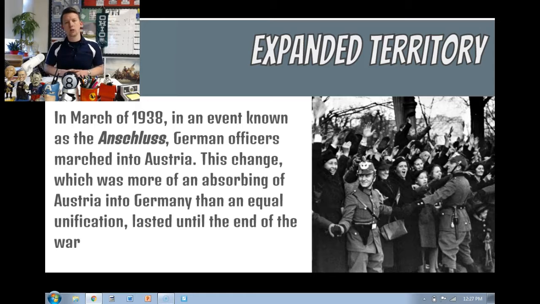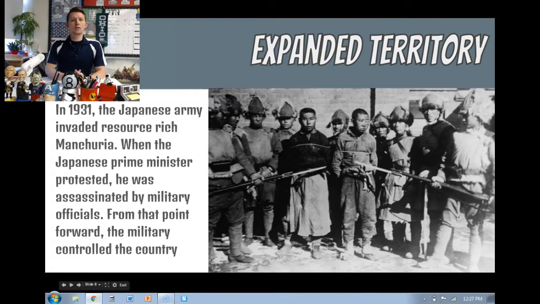If you remember, when we looked at the ballots and the propaganda that happened at this time, you see that they're really doing it in such a way that it manipulates the Austrians to buy into this system pretty early on. And this Anschluss, this unification of Germany and Austria, is actually going to last until the end of the war.